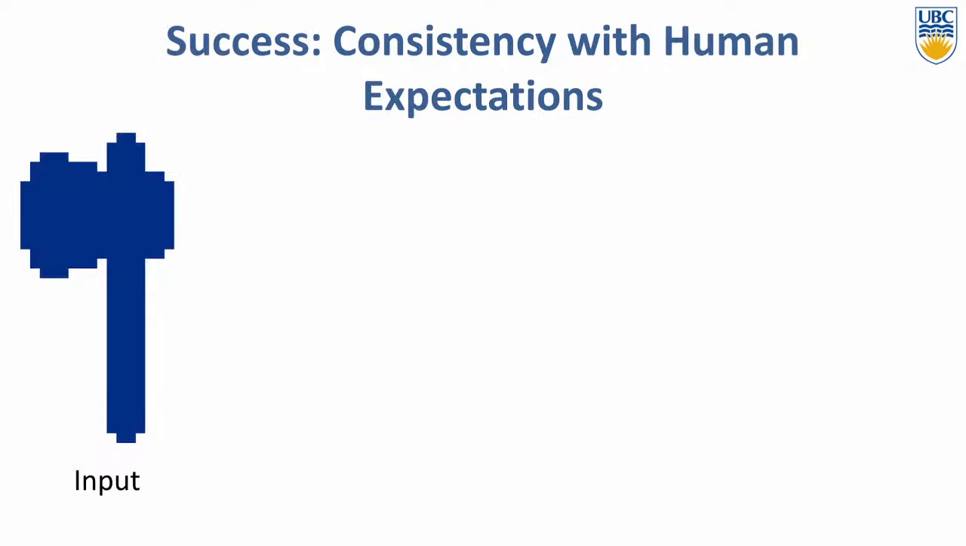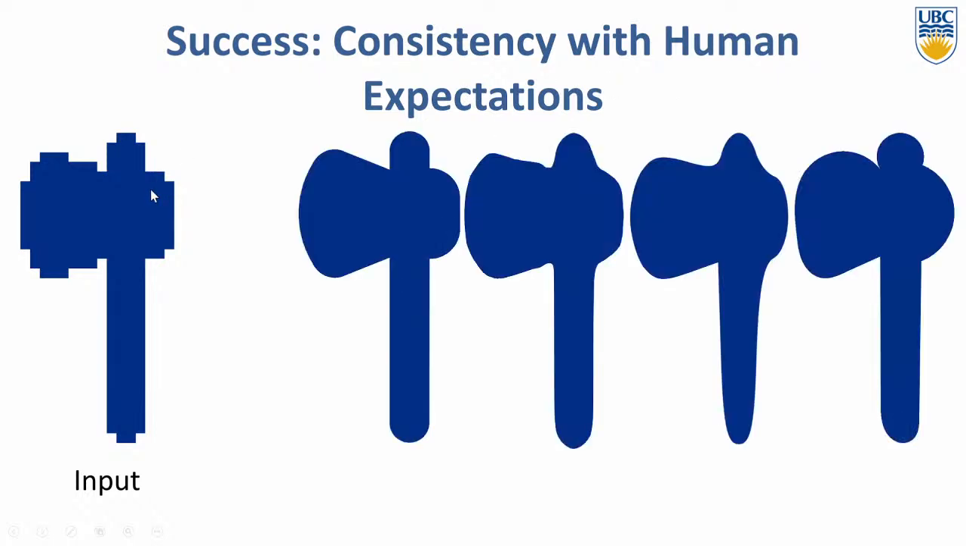And the key thing is, again, our success is measured as consistency with human expectations. Here is an input. Here are a bunch of outputs. Which one of those is the right one? Or are there multiple? Well, I would argue that probably most people in the audience thought, hey, this is the one and only correct output.